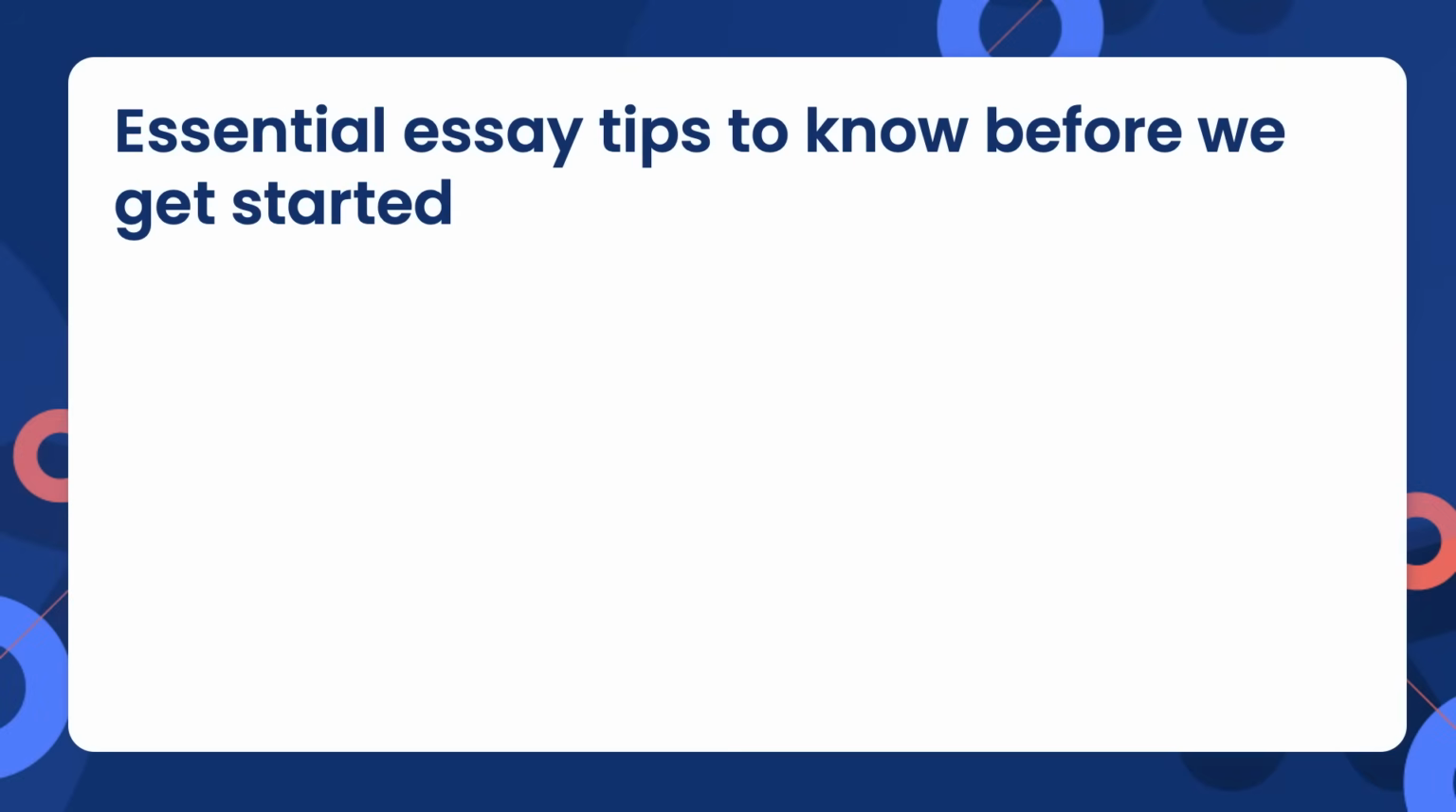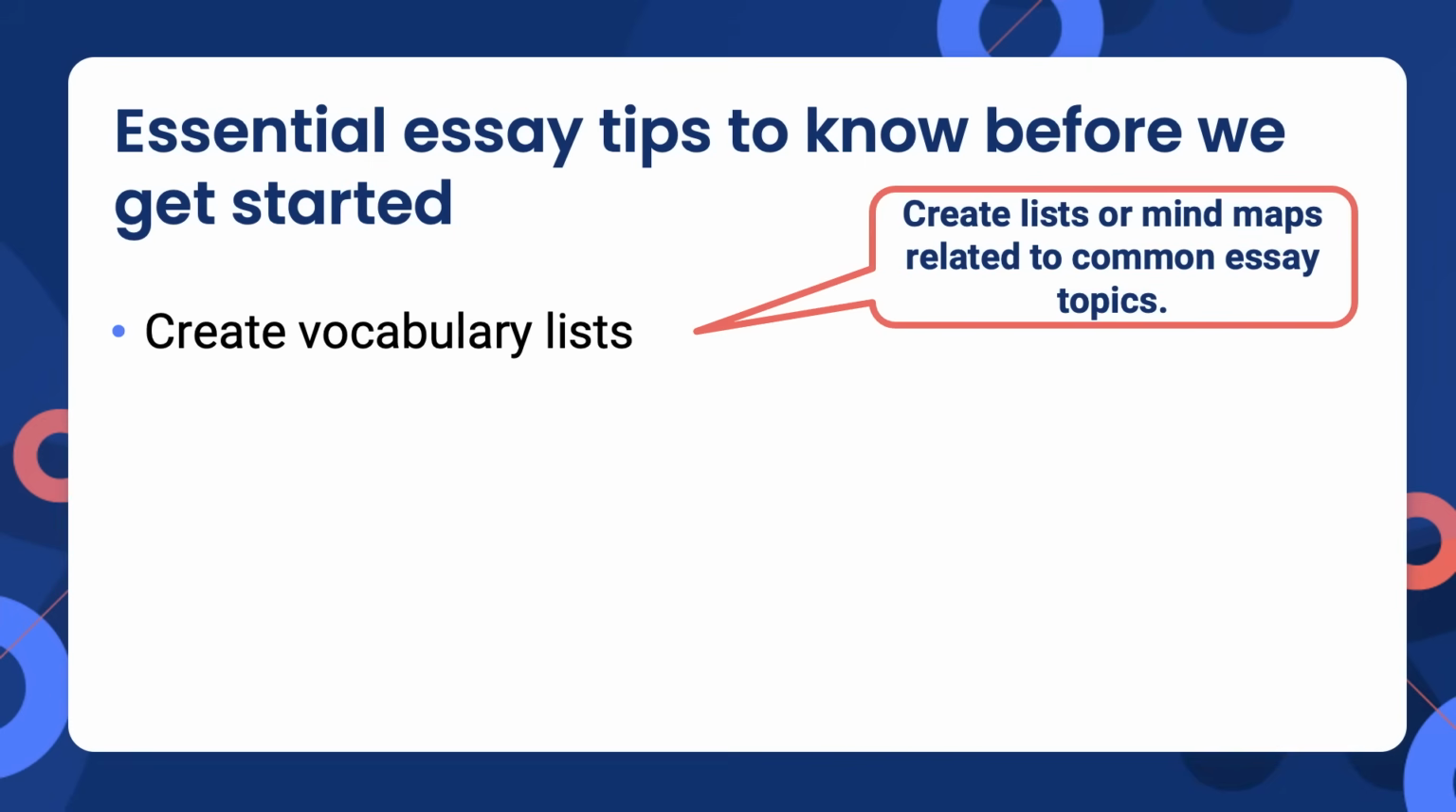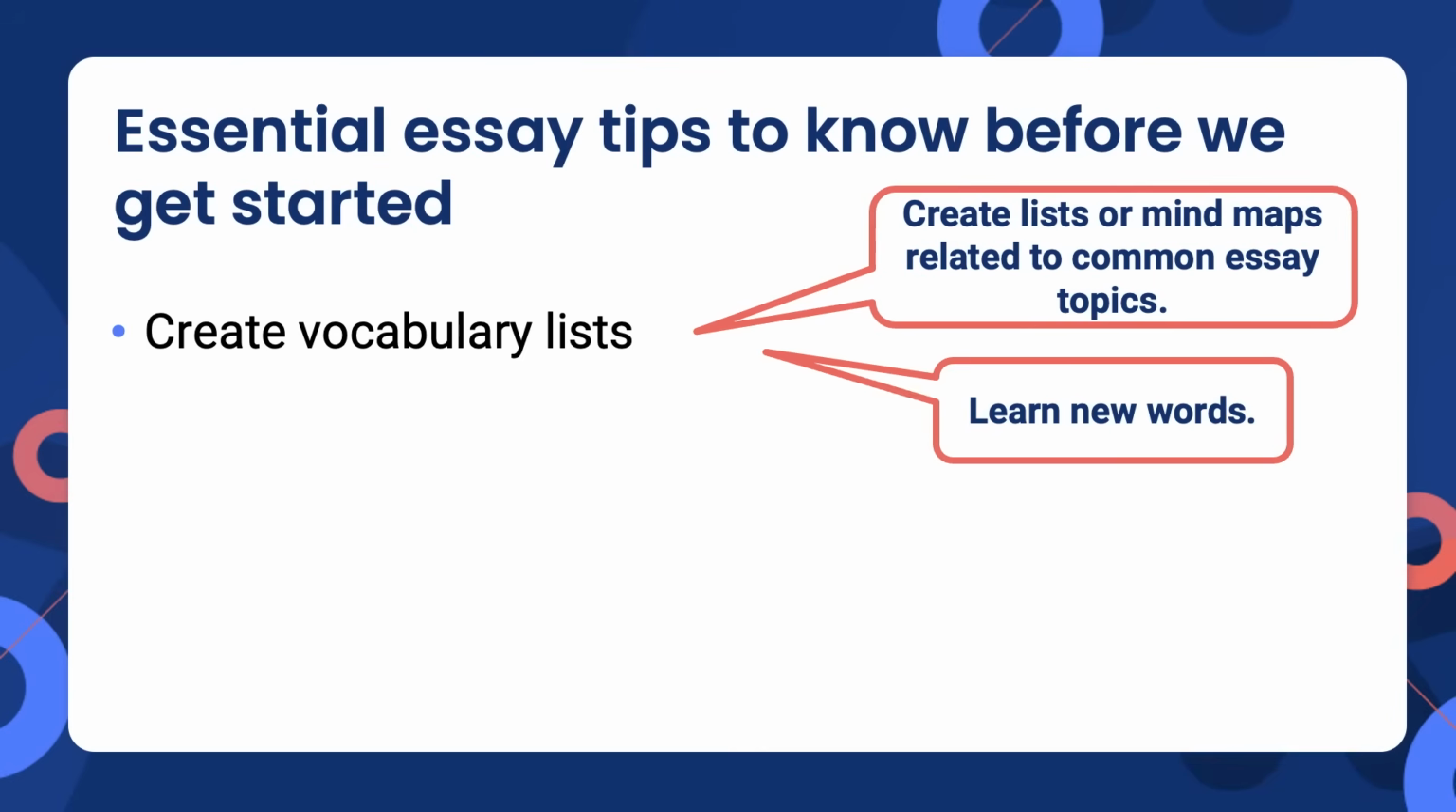Now, here are the essential essay tips to know before we get started. We are going to look at them in depth in this lesson, but let's know them now before we jump into things. The first one is creating vocabulary lists. Creating lists or mind maps related to common essay topics is going to help expand your language and your vocabulary so that whenever you encounter any essay topic, you can feel confident that you have the appropriate vocabulary to do this. It also helps you learn new words, which is a really important part of English in general.